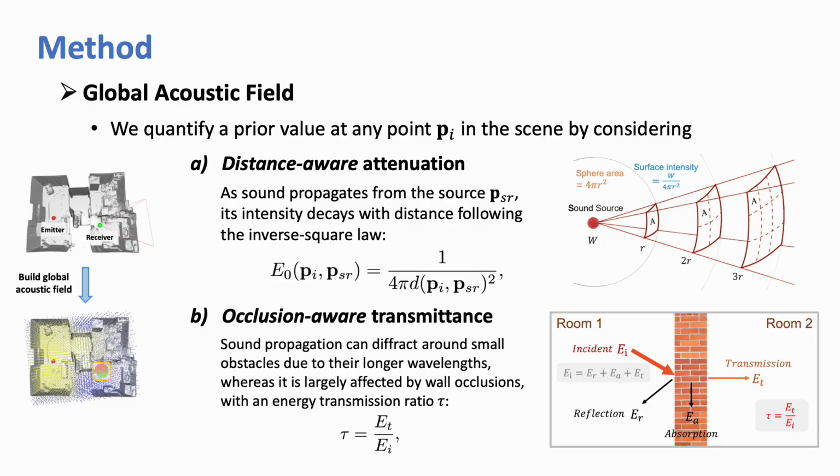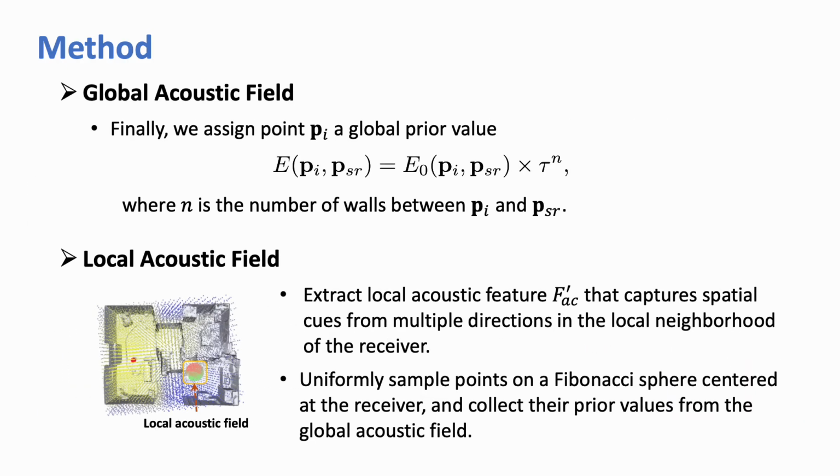After that, we check the existence of wall occlusions and incorporate the effect of room geometry on sound propagation. Compared to light, sound waves have much longer wavelengths, so they can diffract around small obstacles and propagate further. However, they are still strongly influenced by large structures, particularly walls in indoor environments. When the sound wave encounters a wall, only part of the energy can pass through the barrier from one side to another. To model this effect, we introduce a transmission coefficient tau, which is defined as the ratio of the transmitted energy to the incident energy. Finally, we assign each point a global prior value that incorporates both distance and occlusion information. Here, n denotes the number of walls found between the point and the sound source.